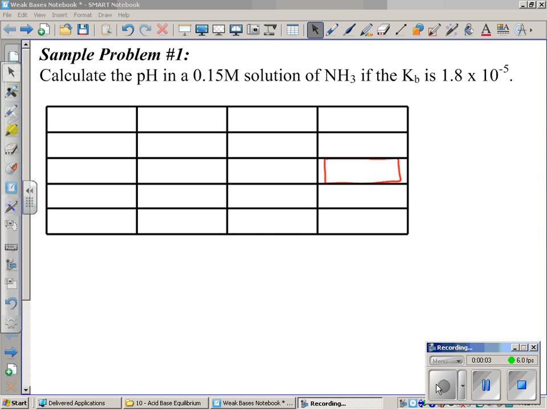Okay, so now it is time to do weak bases. And the weak base problems are a lot like the weak acid problems. The equation might seem a little awkward to you at first, but realize that there really is not a lot to it. The biggest thing, as you're reading the problem, is you have to identify whether you're dealing with what we call an acid, a base, or a salt.